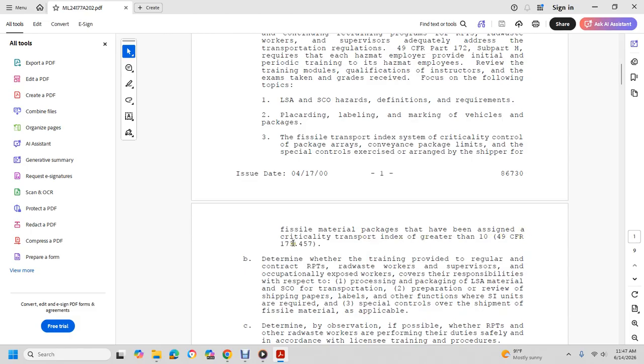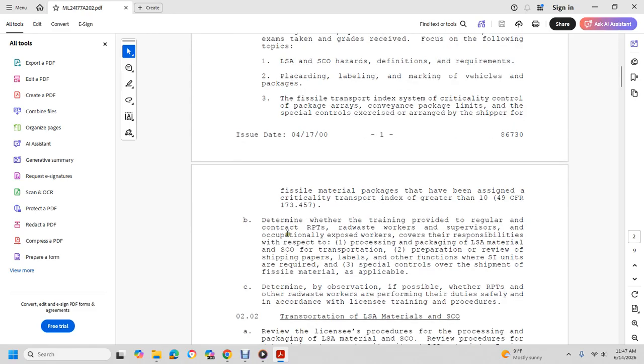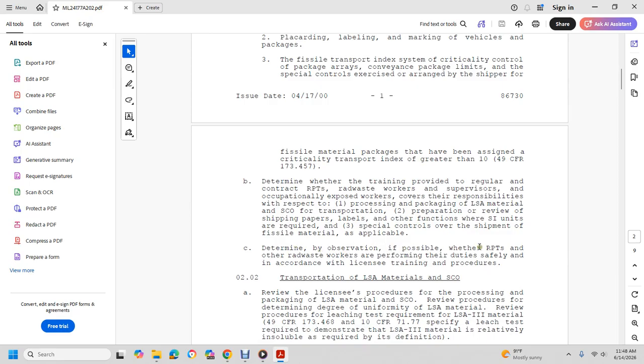Title 49 CFR 173.457: determine the role of the training provided with a regular contract with the radiation protection technicians, radwaste workers, supervisors, and occupationally exposed workers, and coverage of their responsibilities with respect to the processing area, packaging the LSA material, SCO, transportation, preparation for shipment, and shipping papers, labels, and other functions, with the SI units required. The special controls over the shipment of fissile material will determine the observation possible.